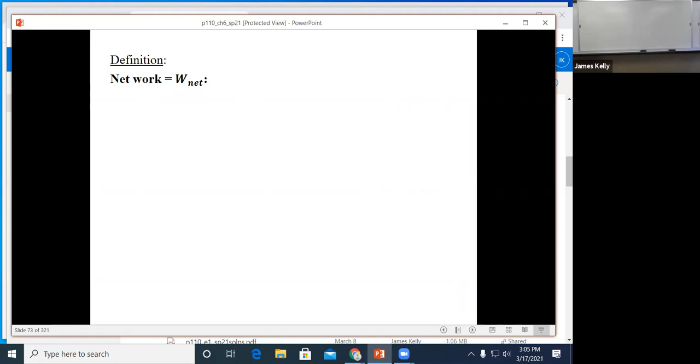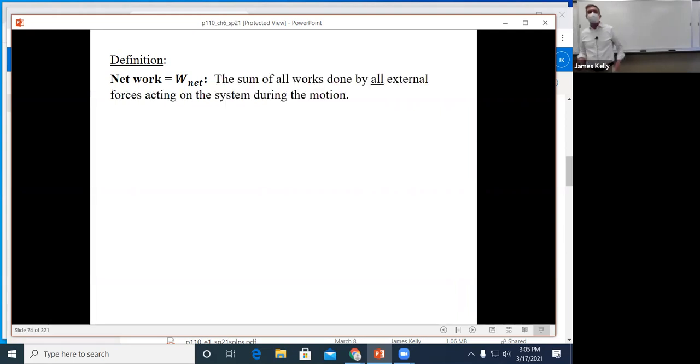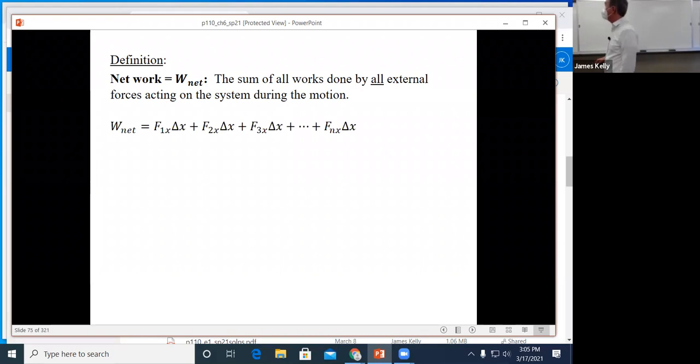So net work just means like net force. You add up all the works done by all the forces that are acting on an object as it moves from initial to final. So we have to consider all the forces and add up all the works. Some of them may be positive, some negative, some zero, but we just add up all those works.